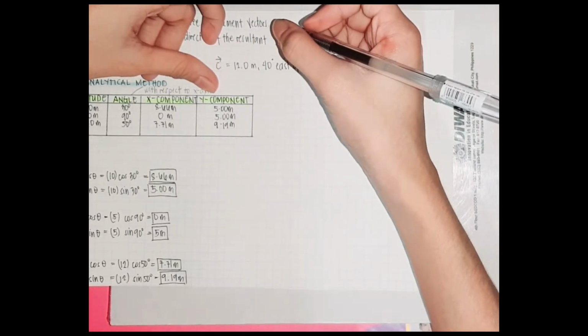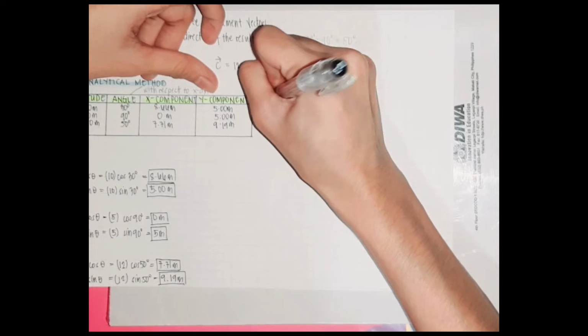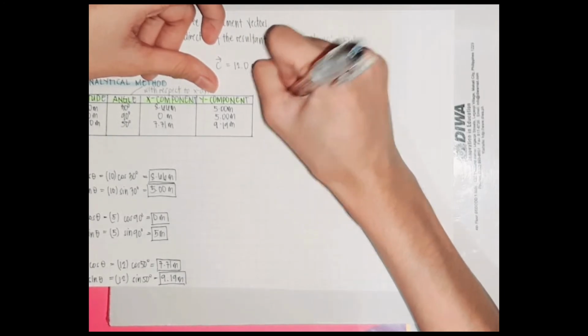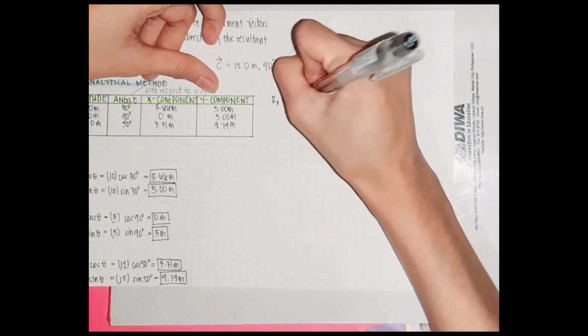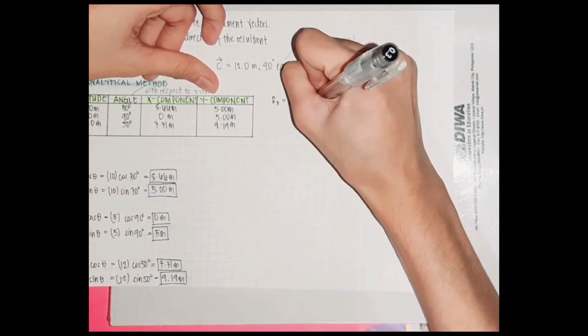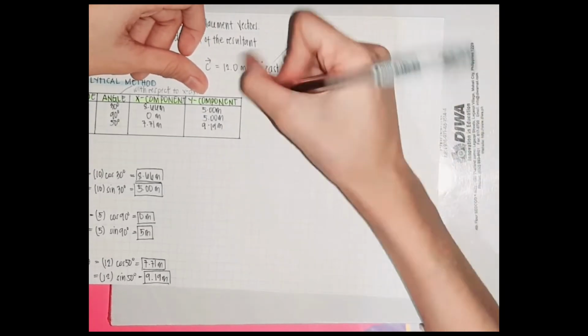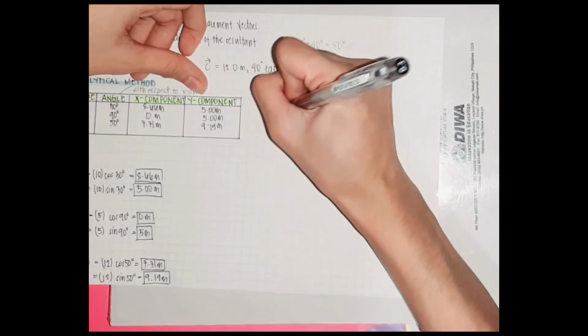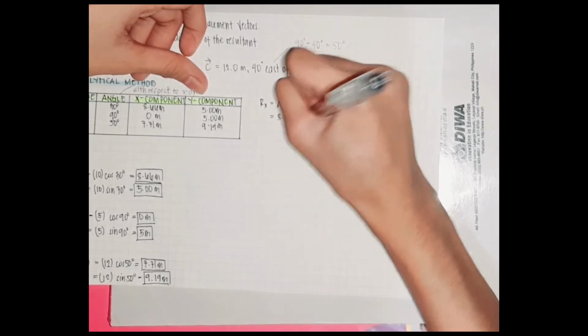Next thing we will do is to solve for the resultant of the x and y components. To get the resultant of the x component, you will add all of the values or numbers under the x component. Same with the y component, you are just going to add all of the numbers or values that you had.